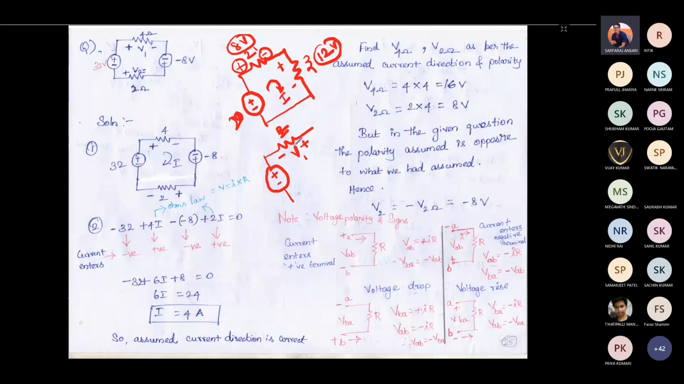So in order to have this polarity, you just write it in the reverse way, that is minus 8 volt. If it was initially minus 8 volt, now it will come as plus 8 volt. That is the difference. If you have any doubt, you ask this, else we can proceed further.